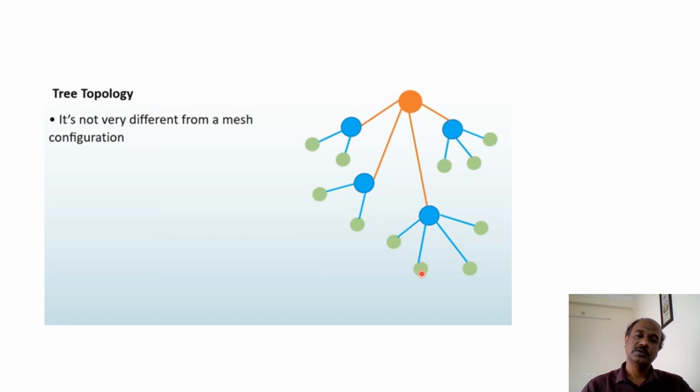So if two devices want to communicate, they will communicate through this router, and if this device wants to communicate with this device, it will send the data to this router, and through this it will be sent to this, like this path will be followed for communication. So these are the 3 different types of topologies supported in ZigBee. One is star, another is mesh, and another is tree topology.